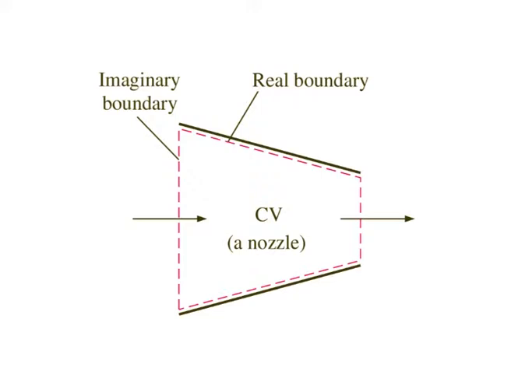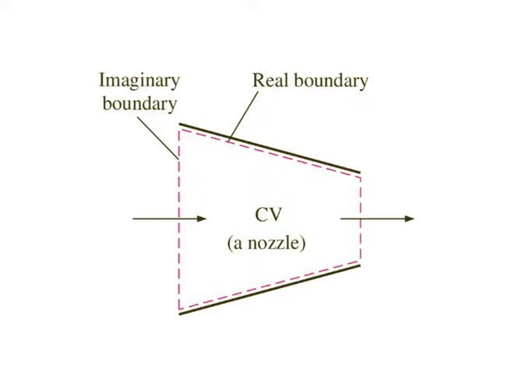The boundaries of a control volume are called a control surface, and they can be real or imaginary. In the case of a nozzle, the inner surface of the nozzle forms the real part of the boundary, and the entrance and exit areas form the imaginary part, since there are no physical surfaces there.